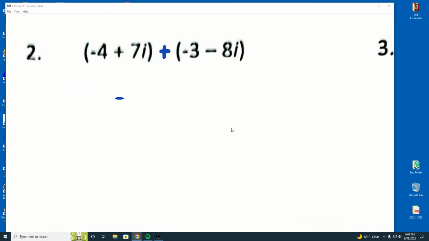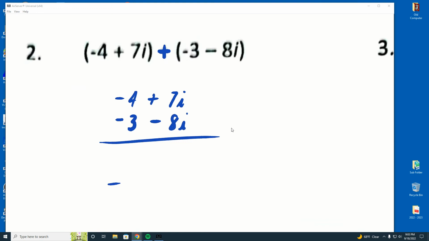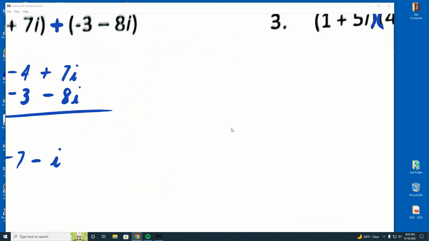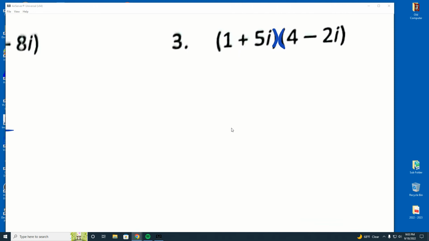I showed you guys this using the vertical method, where you take the first term, negative 4 plus 7i, and then you pay real close attention to that sign. It's a plus. So what that means is none of my signs to the right will change. This will remain negative 3, and this will remain negative 8i. Now we can simply combine these vertically: negative 4 minus 3 is negative 7, and positive 7i minus 8i is minus 1i.